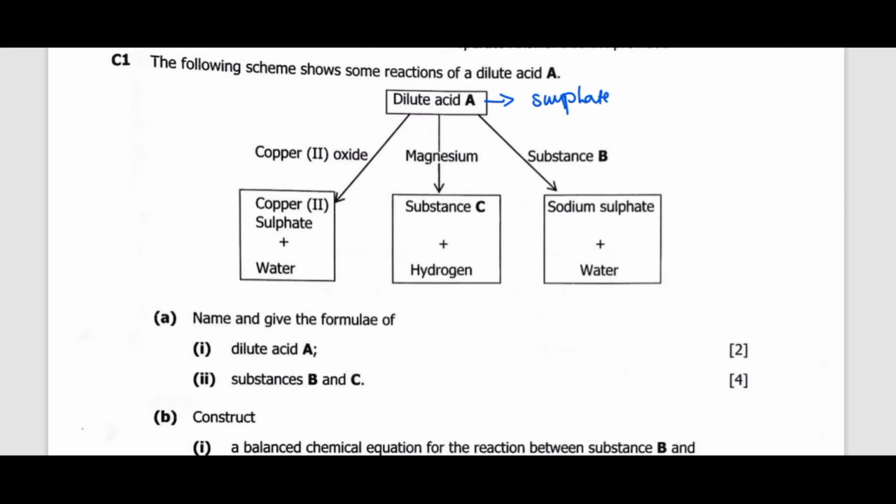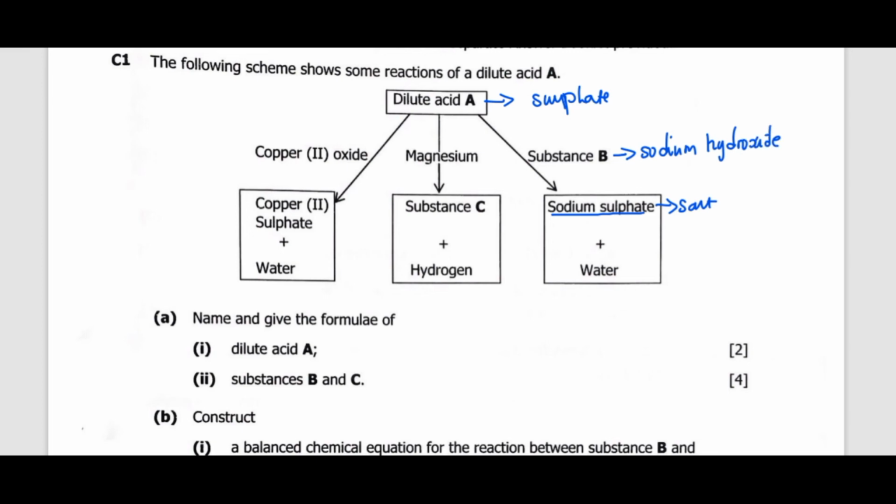Then in this substance B, there should be sodium, since from this product we are able to see. So there should be sodium. Now, what substance can react with an acid to give us a salt? Sodium sulfate is a salt, and to give us a salt and water, we need to have a base. So this is sodium hydroxide here.